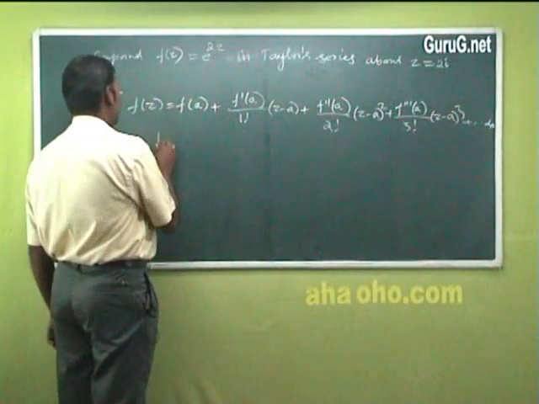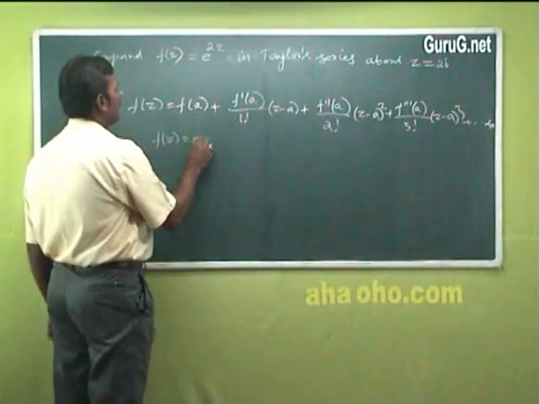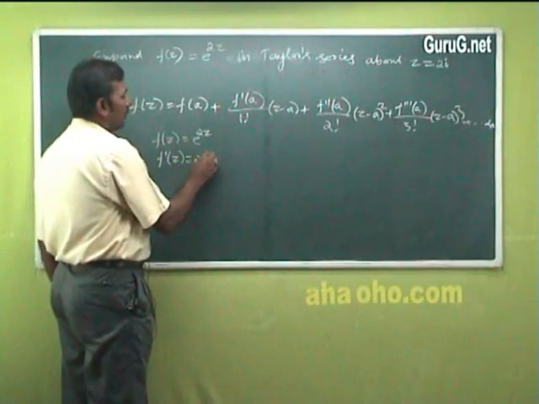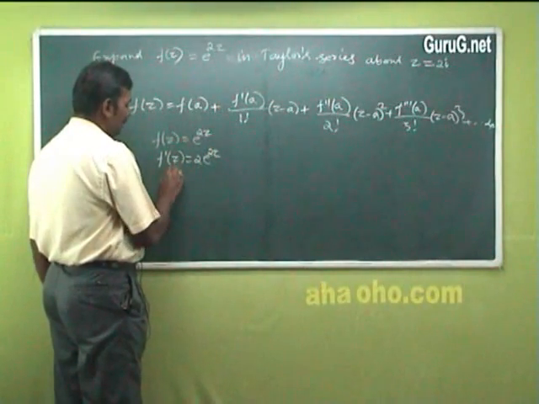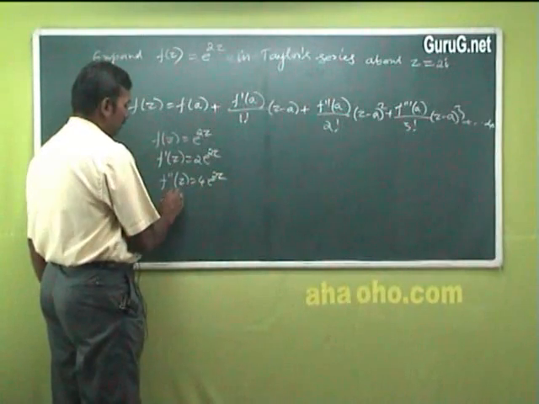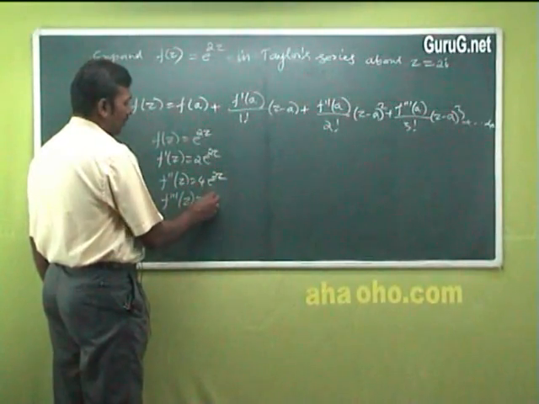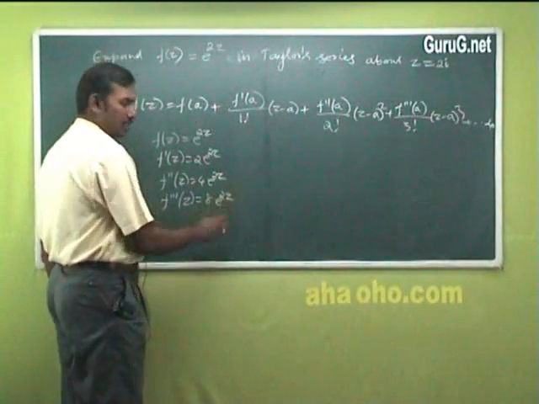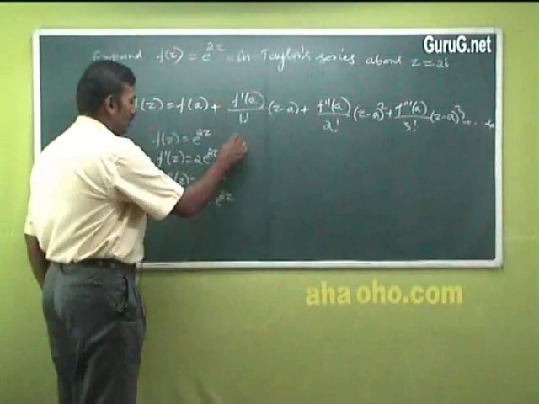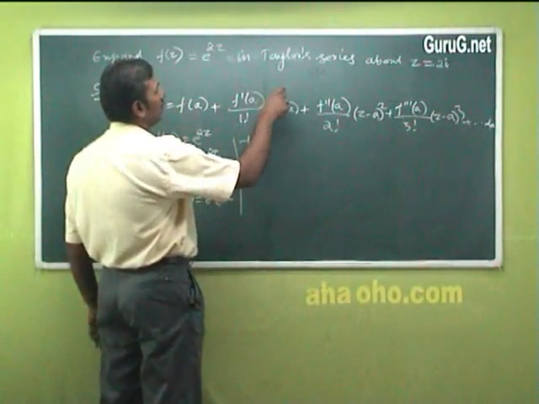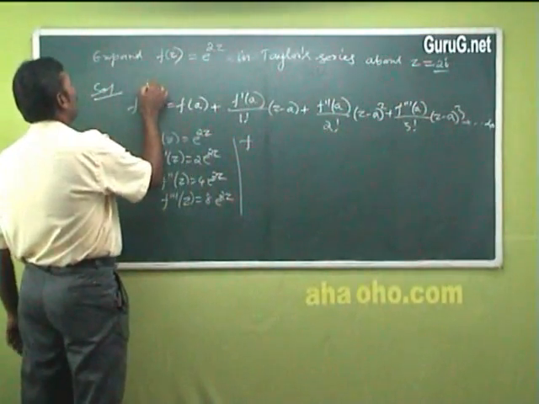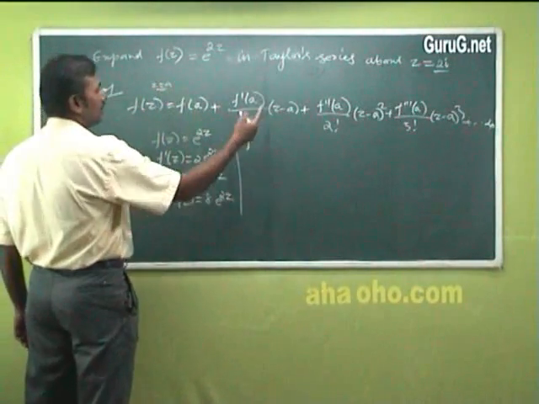So what is f of z here? f of z equal to e power 2z. You differentiate it. So f dash of z equal to 2 e power 2z, and f double dash of z equal to 4 e power 2z, then f triple dash of z equal to 8 e power 2z. Clear? So e power 2z differentiated gives 2 into e power 2z, like that. So then what is a here? a equal to 2i. So this is a Taylor series about z equal to a. Right? So here a equal to 2i.